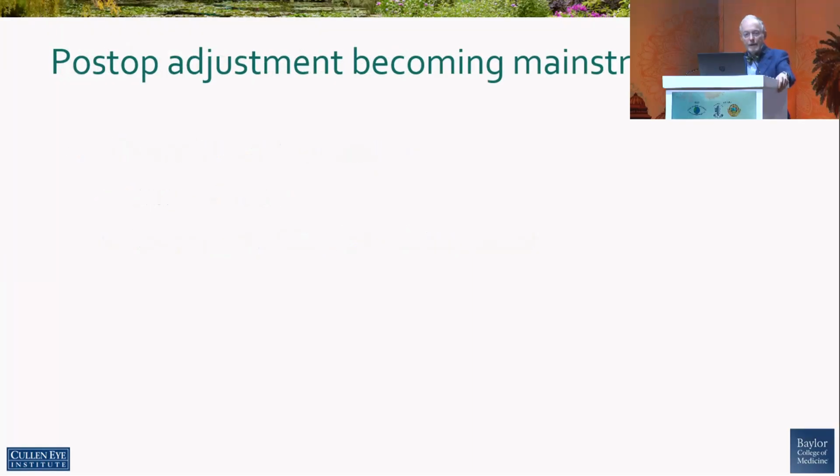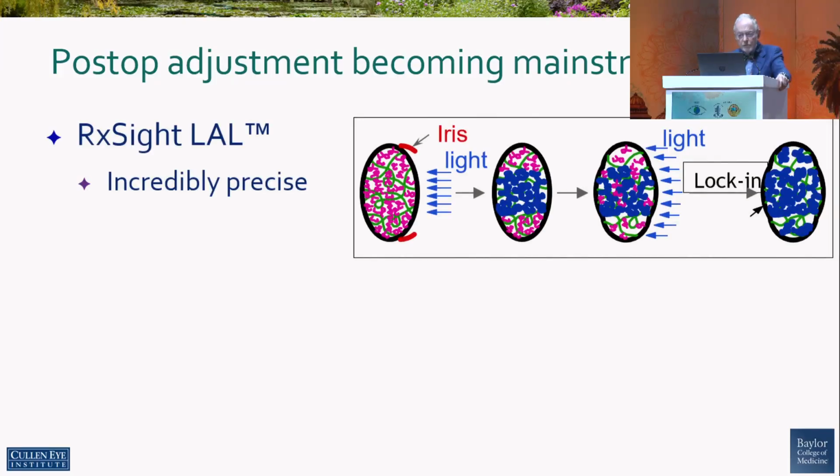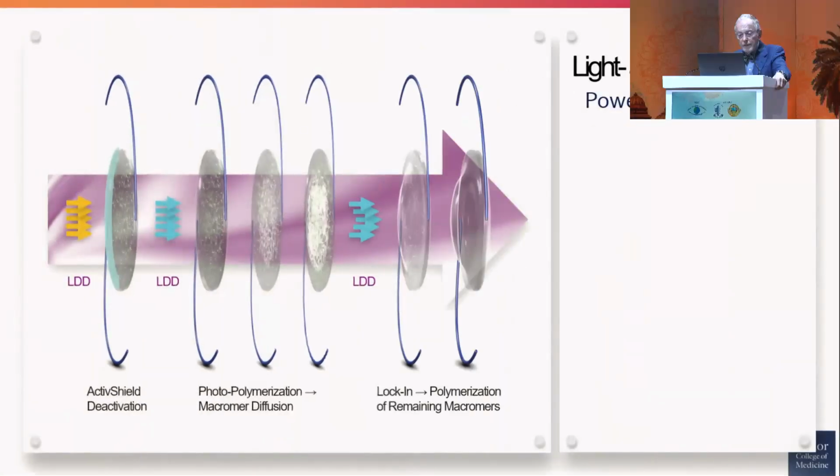So I'm a real fan of postoperative adjustment. And this is the RxSight. You've heard about it. I don't know that you have access to it yet in India. It really is precise, but boy, it's expensive and it takes a lot of time. But of course, what it does, it has polymers or macromers in there that are not polymerized, and you can then treat them with light postoperatively to make these adjustments.